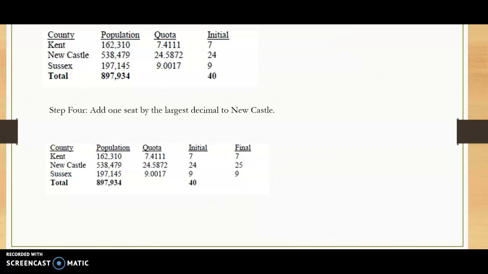Hamilton's method says we just add that last seat, the extra one that we have, to the county with the largest decimal place. So we look at the original quota we had here, and the highest decimal place was 24.5872. So Newcastle will go up to 25, and Kent and Sussex will remain at 7 and 9. And we add those up, and our final total would be 7 plus 25 plus 9, which gives us the 41 that we were looking for.